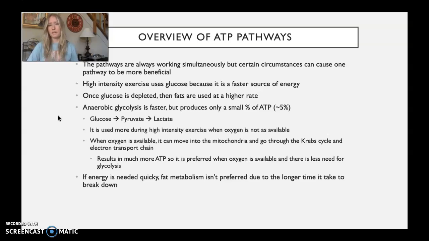So when oxygen is available, our body is going to want to take that glucose all the way through the Krebs cycle and into the electron transport chain so we can get all 32 of those ATPs that are available in the glucose. And that is the preferred way if we have oxygen available while we're exercising.